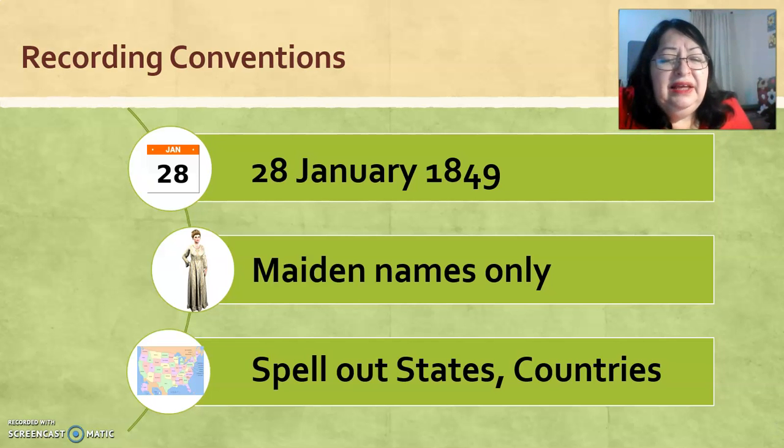And spell out dates, states and countries, counties as well, because you know that some towns you'll find the name of that town in all different states. So you want to make sure that it's Texas or it's Oklahoma. You want to make sure that you have the correct state.